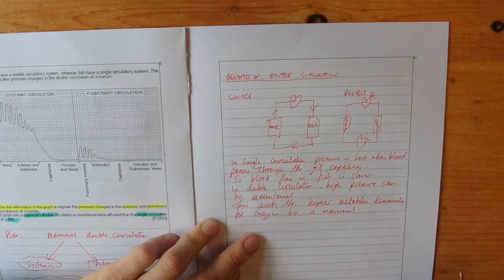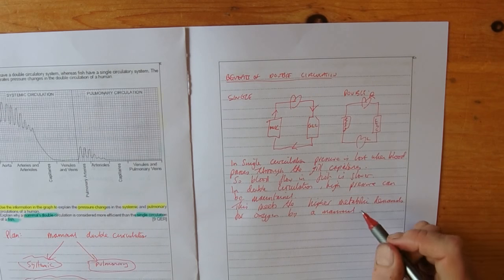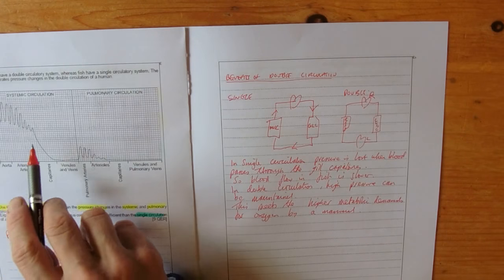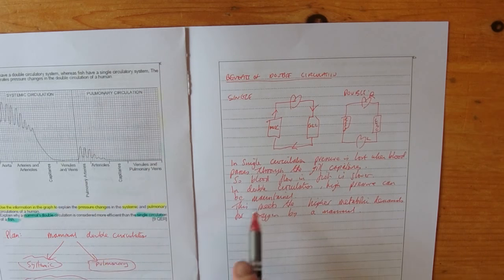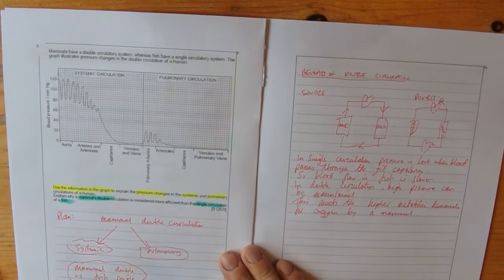All that for 9 marks. 6 of it was just really AO1, remembering stuff. 3 of it was applying the information that you know to the graph. But you will recognise that graph anyway. That graph's not new to you.